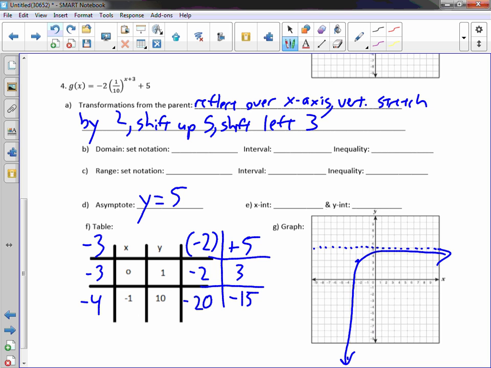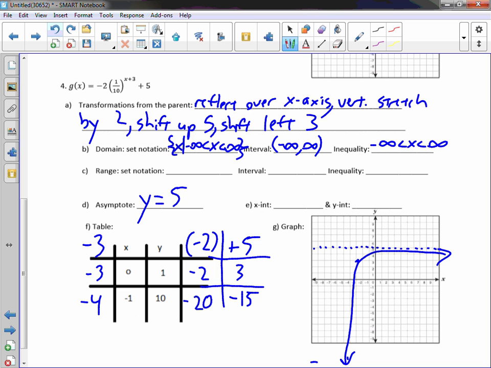Look at the domain. Just because it's going down, it's still going to the left as it goes down. So it'll be negative infinity, and then it's going all the way to the right, so to positive infinity. Interval notation, inequality. So we should notice whenever x is in the exponent, our domain will be some sort of variation of all real numbers. It's just how do we write it?